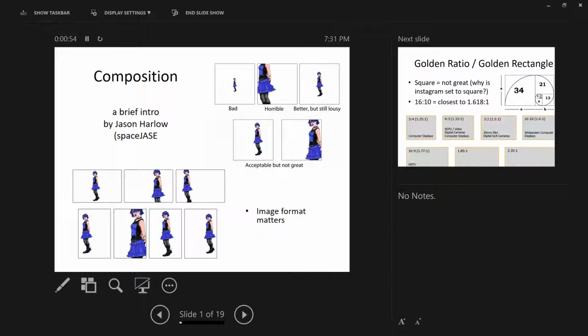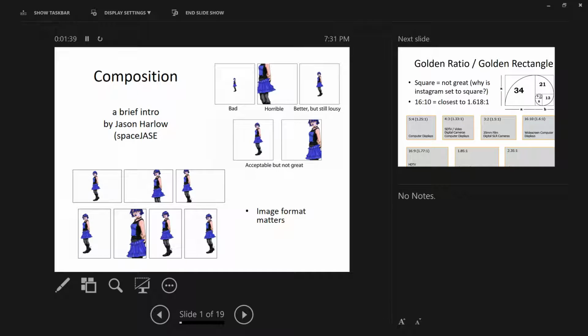This woman and her setting in different boxes were composed by a friend of mine, Chris Schenk. You can see in the upper right there, he made a bunch of squares and placed his drawing in there to show you what bad composition is. Bad, horrible, better, acceptable but not great. And then he made some rectangular boxes and put his drawing in there. And those are a little bit better. We're going to talk about why those are bad in the upper right hand corner and why those are good in the lower left area.